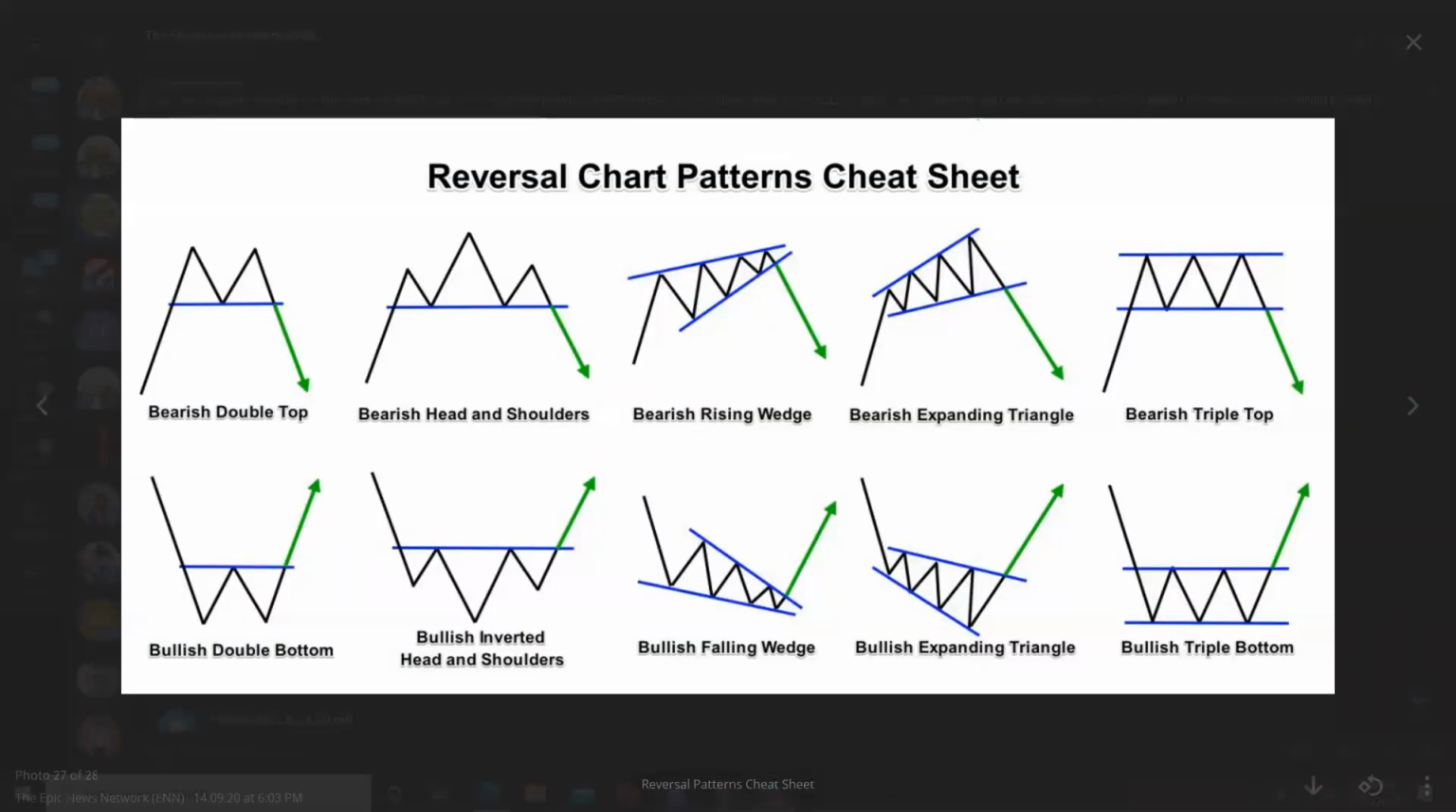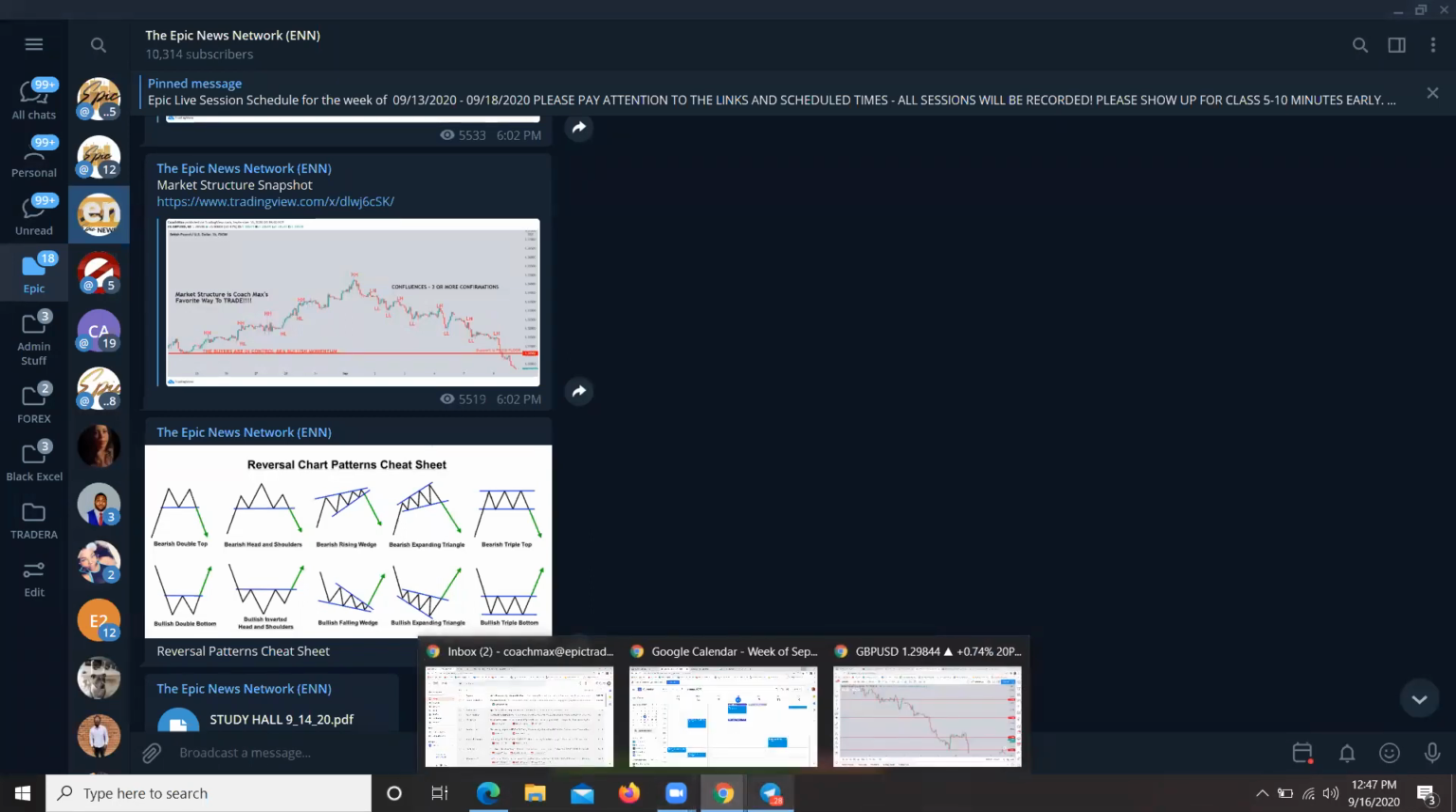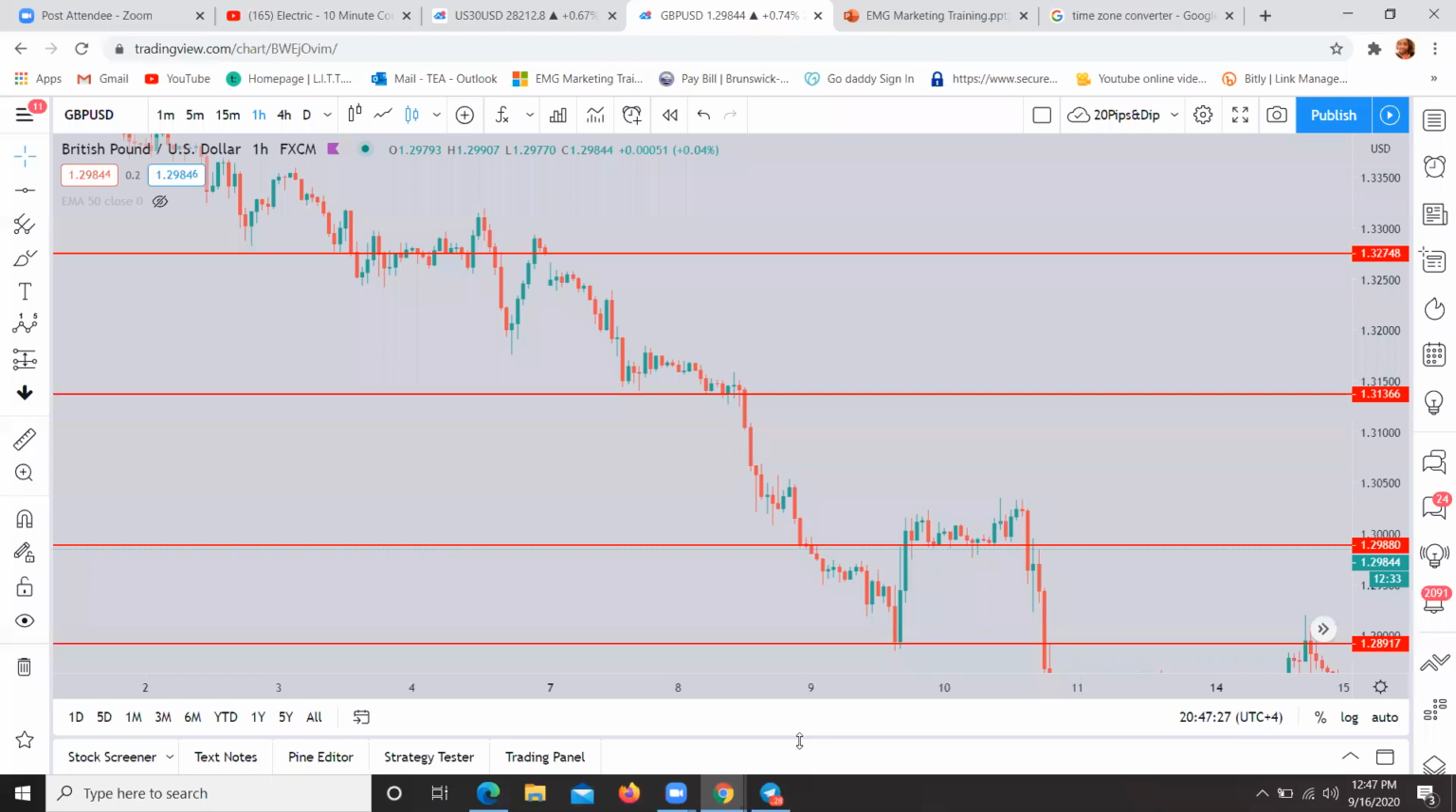When you study patterns, reversal chart patterns. This is a cheat sheet that I posted in the Epic News Network. When these start forming, when the market is trending, for example, up and it's in a bearish rising wedge, this might be new to you, but I'm telling you that the market moves in triangles, rectangles, M's, W's. It's just repeated patterns. The market is one big pattern. That's my point. You just got to study it.